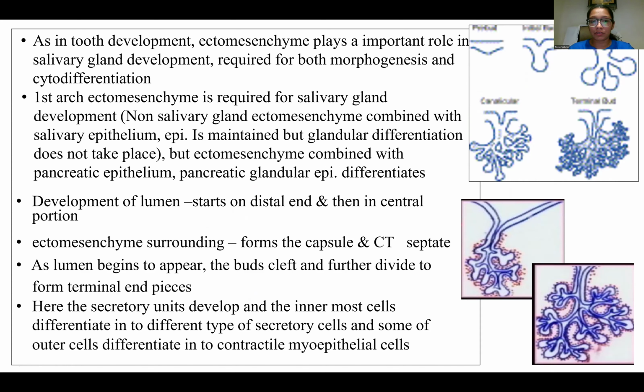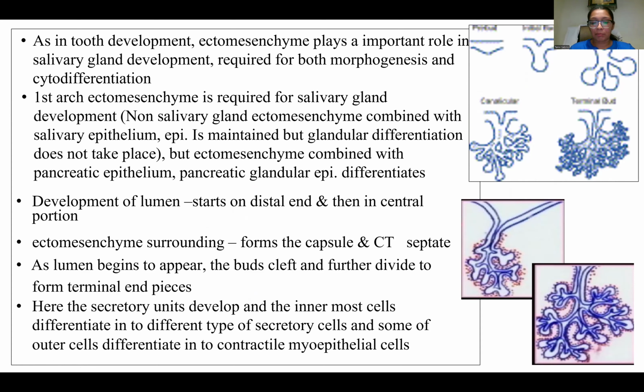Pancreatic glandular epithelium differentiates. The development of the central lumen is going to start on the distal aspect and then move towards the center. The surrounding ectomesenchyme is then going to form the connective tissue and the connective tissue septa. As the lumen begins to appear, the bud clefts will further divide to form the terminal ends. Here the secretory units develop, and the innermost cells will again differentiate into different types of secretory cells such as the mucous, serous, or the myoepithelial cells.